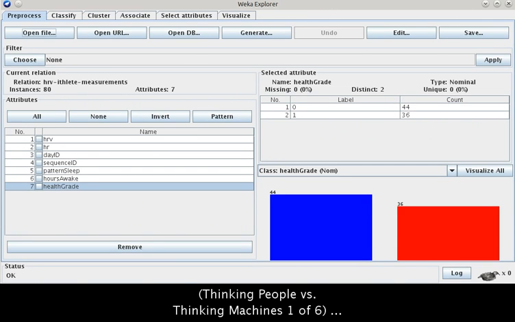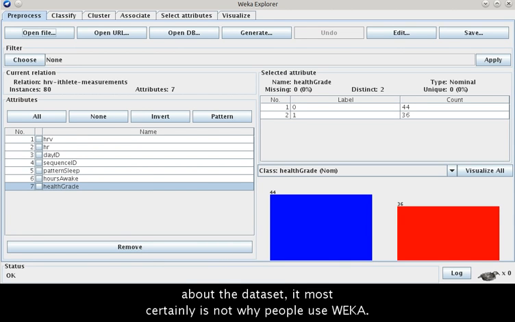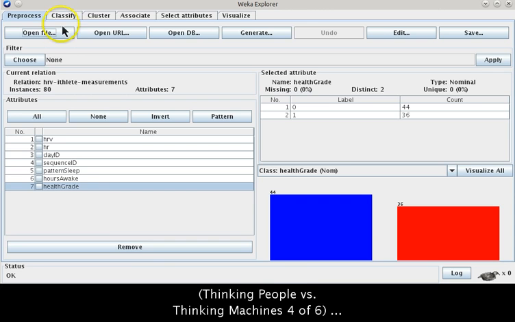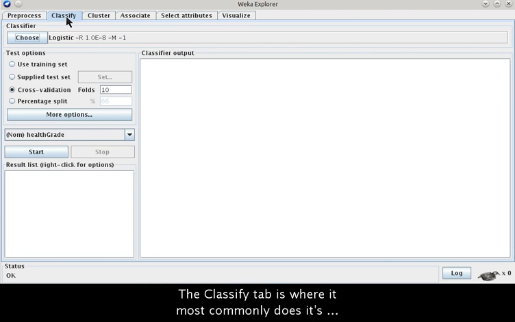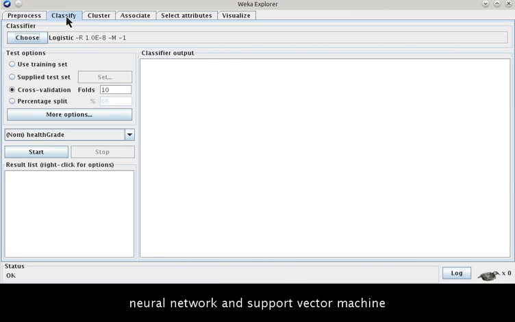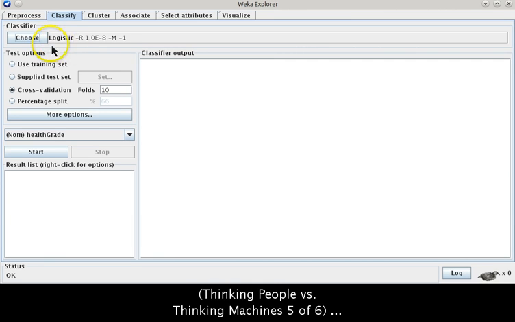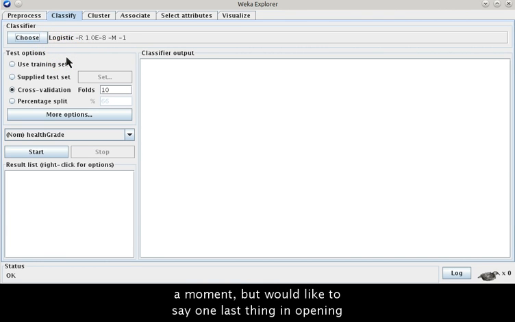So you've probably already seen this initial screen when you open your dataset in Weka Explorer. While a helpful screen showing you some things about the dataset, it most certainly is not why people use Weka. The Classify tab is where it most commonly does its thing, and will contain the four algorithms I'll demo, which again are logistic regression, decision tree, neural network, and support vector machine. I'll run my data in Weka using logistic regression in a moment, but would like to say one last thing in opening.